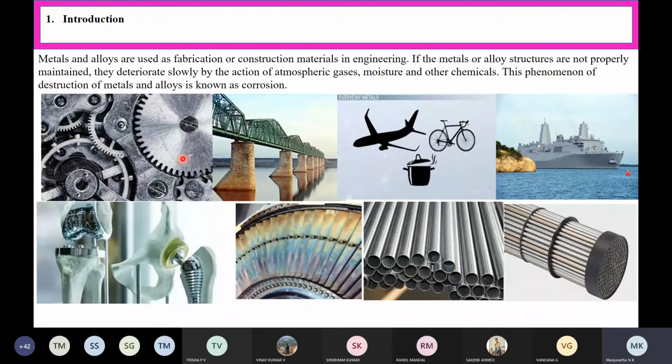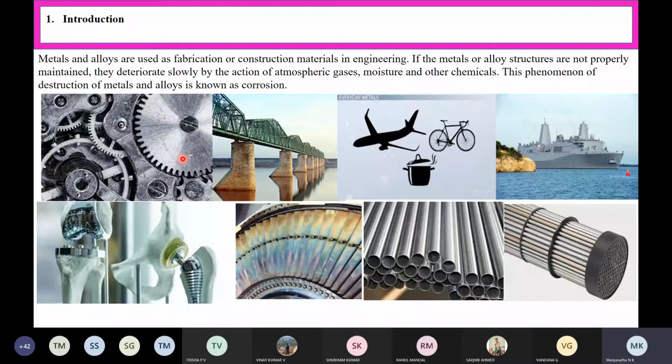Whatever the process involved in the loss of metal or destruction of metal or alloys is called corrosion. The word corrosion is defined as a process of destruction, deterioration or loss of metal through the surrounding environment by chemical or electrochemical reactions. It is called corrosion.